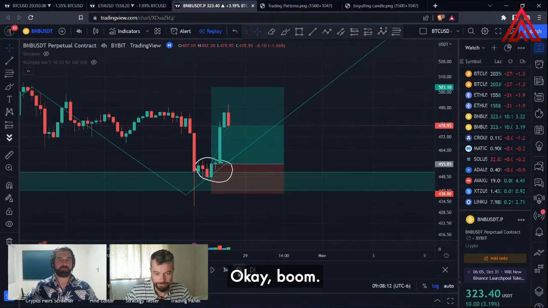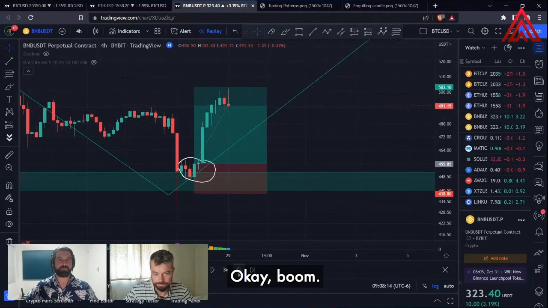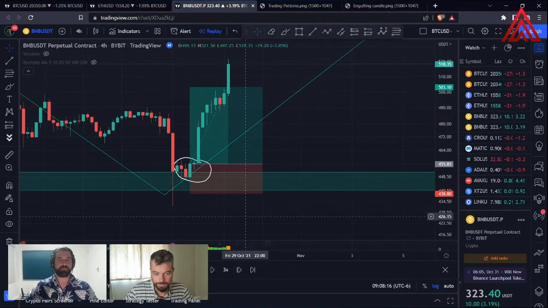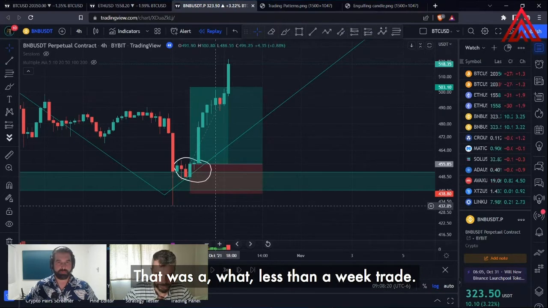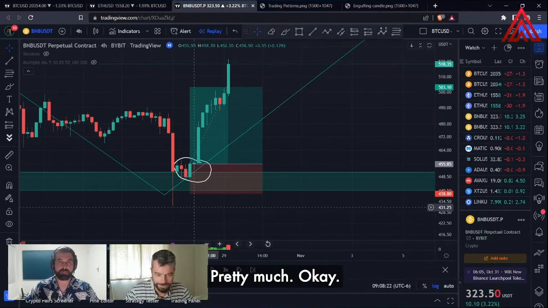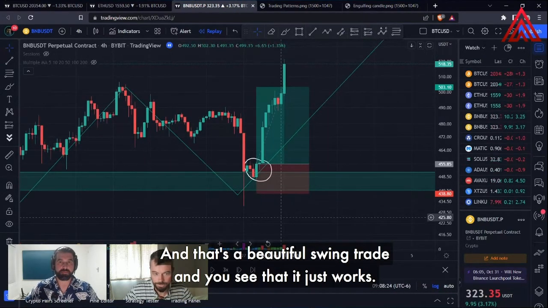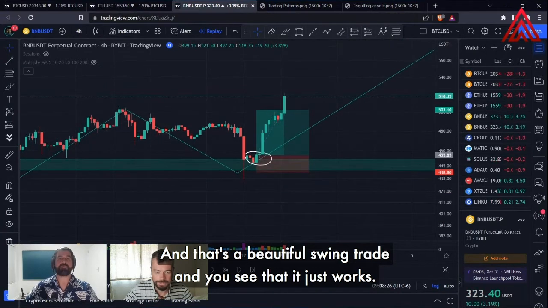Boom. That didn't take very long. That was less than a week trade, pretty much. That's a beautiful swing trade, and you see that it just works.